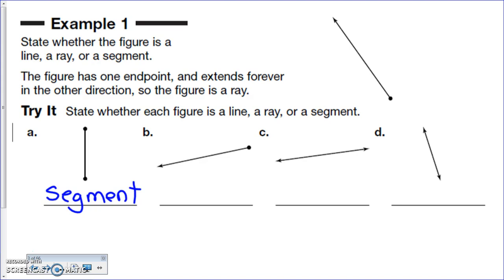For B, it has an endpoint on the right and an arrow extending all the way to the left, so that makes it a ray. For C, we have a line, and we can tell it's a line and not a segment because it has arrows on both ends telling us it extends infinitely in either direction. Then for D, we can tell that's also a line because it has an arrow on either end.